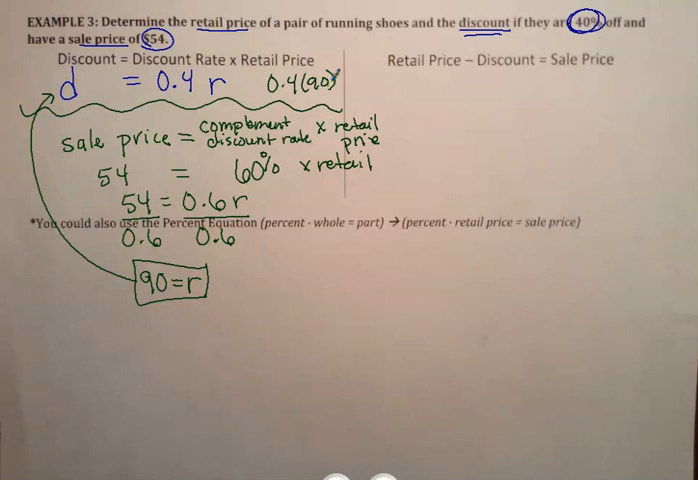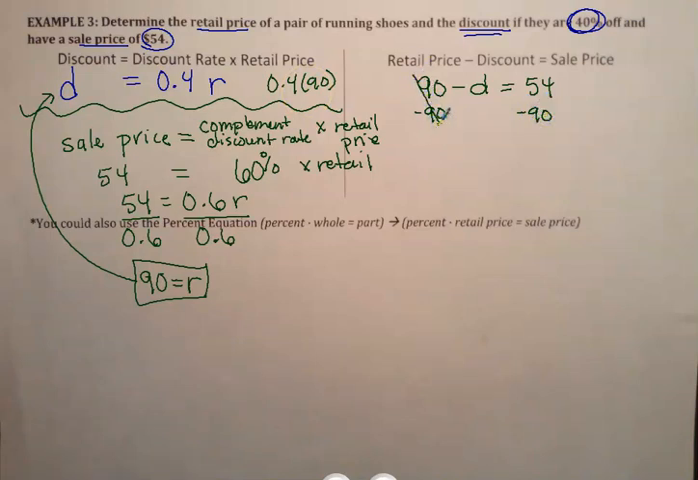So now you know your discount, right? You could plug that back in and you get your discount of 36. Or you could come over here and do this equation. Your retail price, which we just found was 90, minus your discount equals the sale price. The sale price was 54. Okay, so this is another way to find your discount or to check it to make sure you did everything right. So we would subtract 90 from both sides.